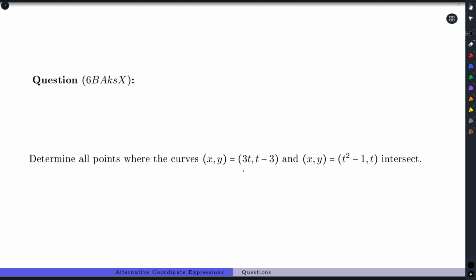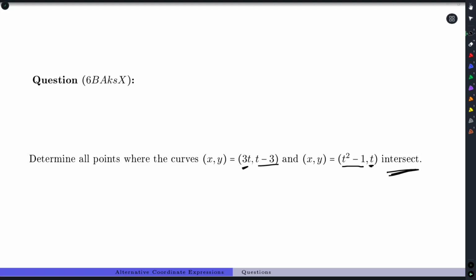Determine all points where the curves intersect. We've got two parametric curves here: one where the x-coordinate is given by 3t and the y-coordinate is given by t minus 3, and the next one, t squared minus 1 for the x and t for the y. Determine all the points where they intersect.